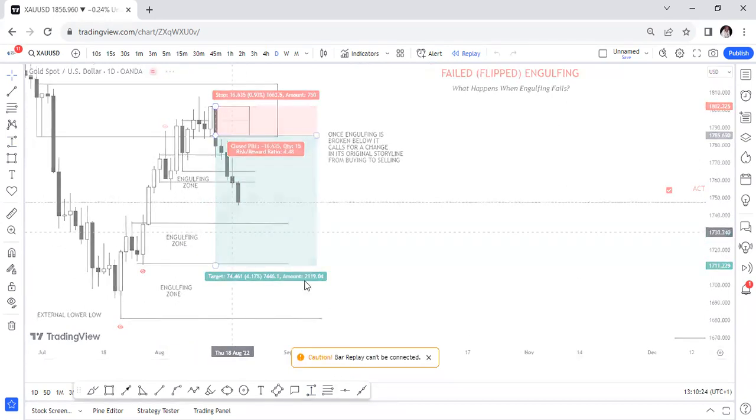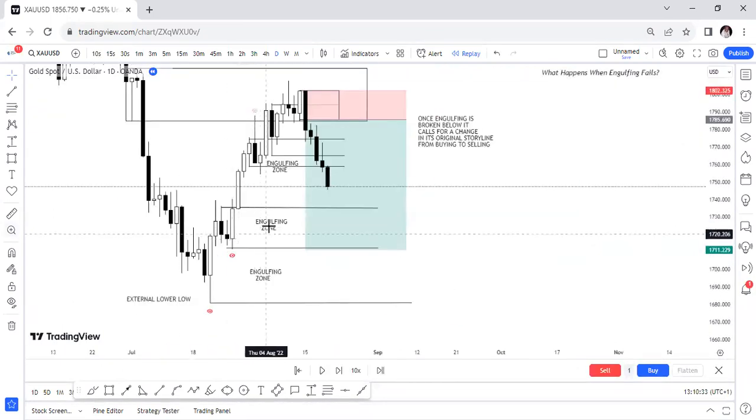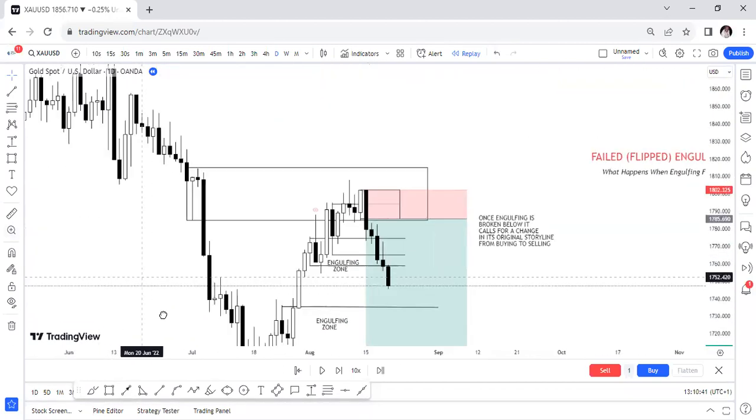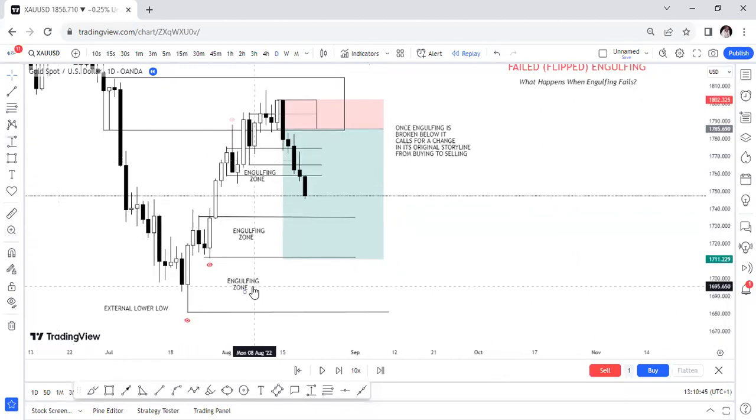Then it's coming down to this one. The next point will be this. Your next target will be this. Beside this zone, it's another zone. We want this zone to be taken out because we were already in a bearish market structure, right? So we want to see more selling.